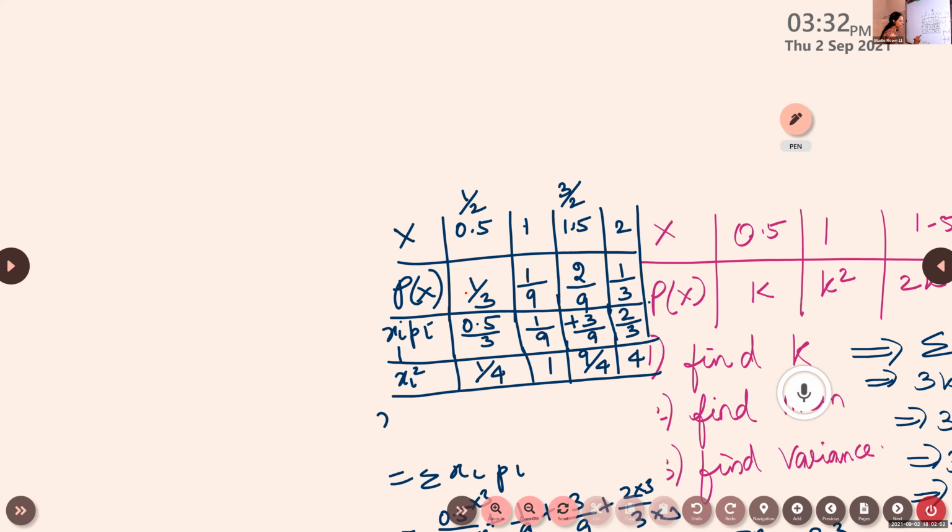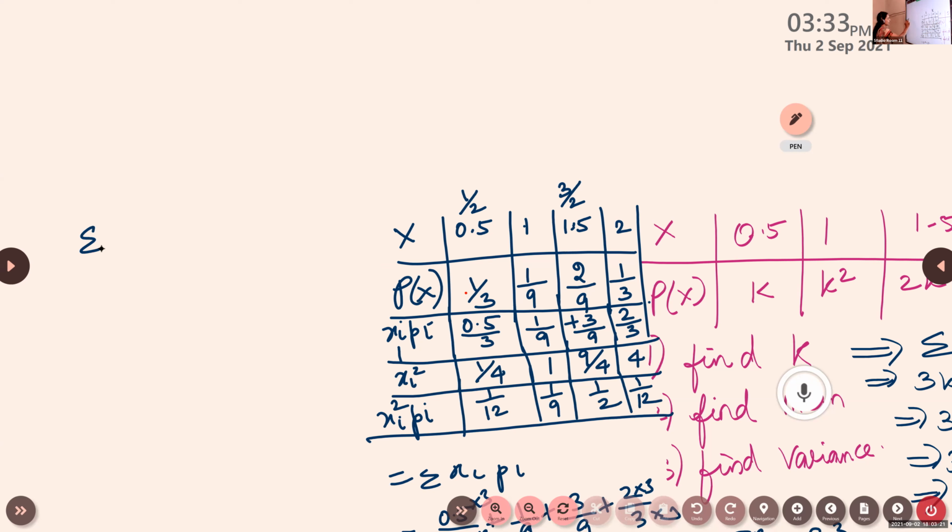So the next column is xi square into pi. 1 by 4 into 1 by 3, which is 1 by 12. 1 into 1 by 9, which is 1 by 9. 2 by 9 into 9 by 4. So what happens? 9 will get cancelled, so it will become 1 by 2. Again, the next one is 1 by 12. Am I correct? Check this answer, children.